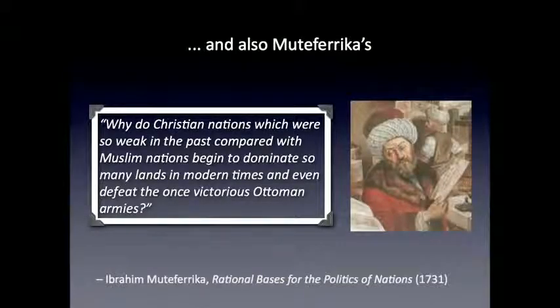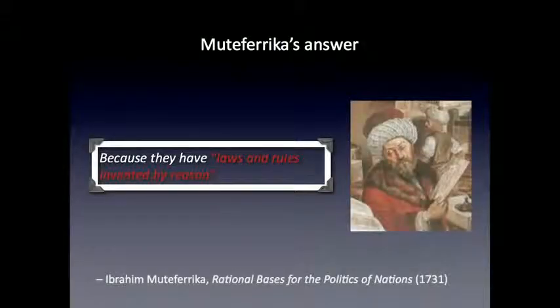And you know what? It was also being asked at roughly the same time by people in the rest of the world, not just by Westerners, like Ibrahim Mutafarrika, an Ottoman official, the man who introduced printing very belatedly to the Ottoman Empire, who said in a book published in 1731, "Why do Christian nations, which were so weak in the past compared with Muslim nations, begin to dominate so many lands in modern times and even defeat the once victorious Ottoman armies?" Unlike Rasselas, Mutafarrika had an answer to that question, which was correct. He said it was because they have laws and rules invented by reason.